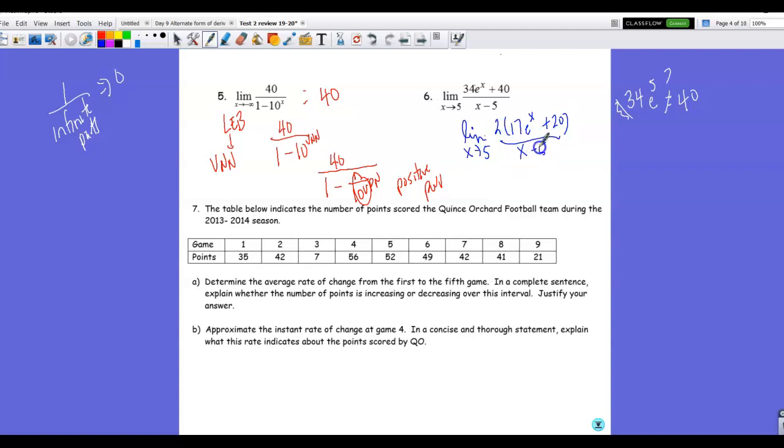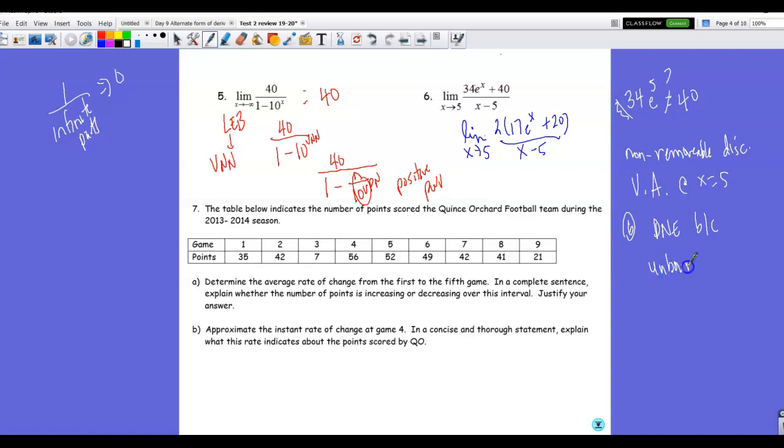Clearly, that's not dividing out with an x minus 5. So now I'm thinking Algebra 2 pre-cal, which means I now have a non-removable discontinuity. Since the x minus 5 factor will not factor out, graphically I'm going to have a vertical asymptote at x equal to 5. That means the limit is not going to exist because of unbounded behavior. So for number 6, I'm going to say does not exist because of unbounded behavior.